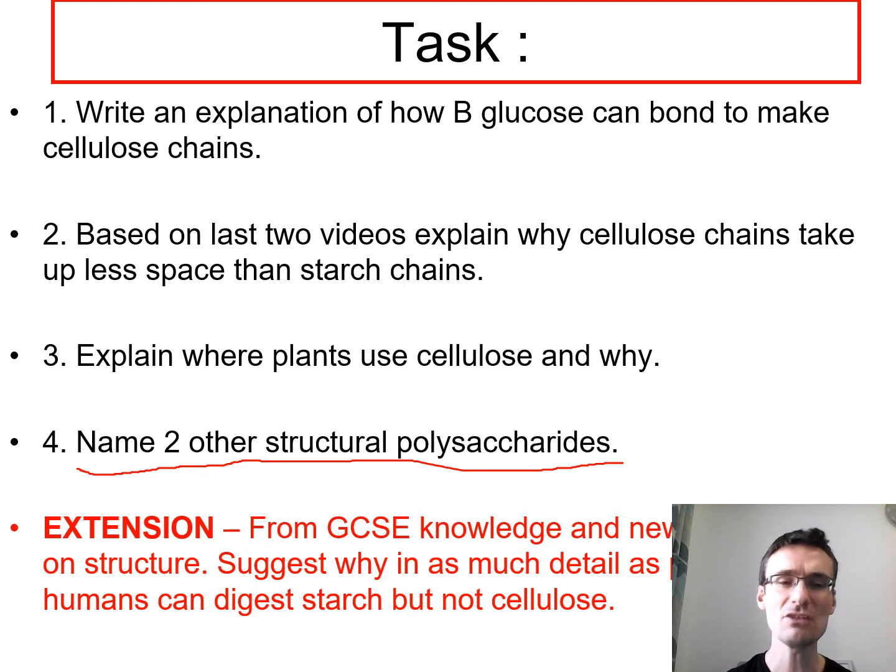And the last bit, the extension question, links to GCSE. Why would we be able to digest alpha glucose as humans but not beta glucose? And if you think about it, it all links to enzymes and active sites. So I'll leave that one with you to look at.